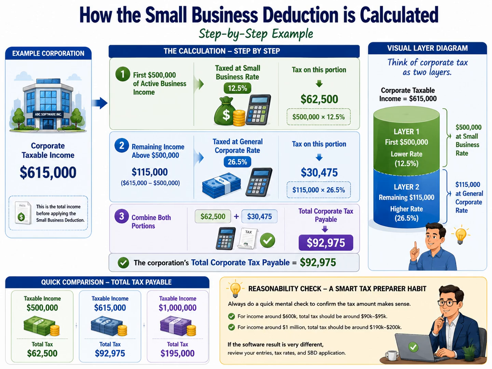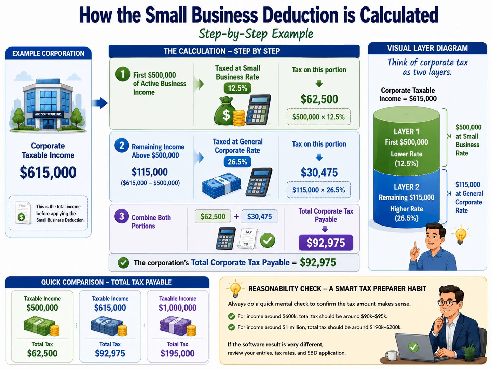Next, calculate the remaining income. Since the corporation earns $615,000, the amount above the small business limit is $115,000. This portion does not qualify for the small business deduction and is taxed at the general corporate tax rate, using a rate of 26.5%. The tax on this portion is $30,475.